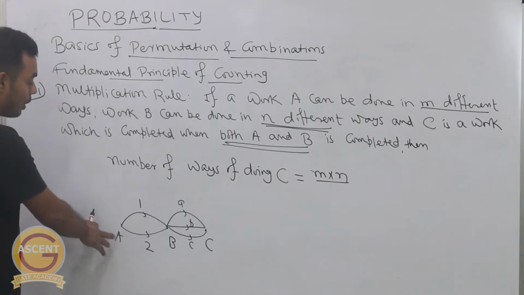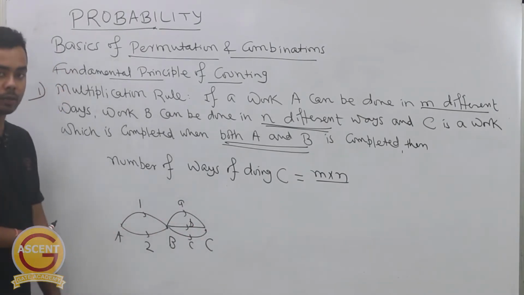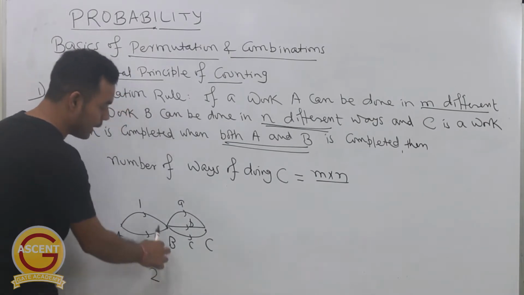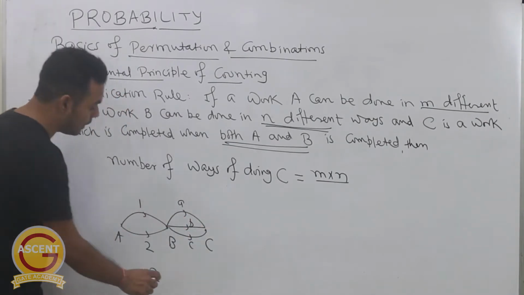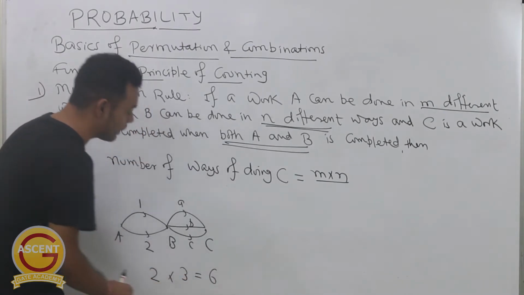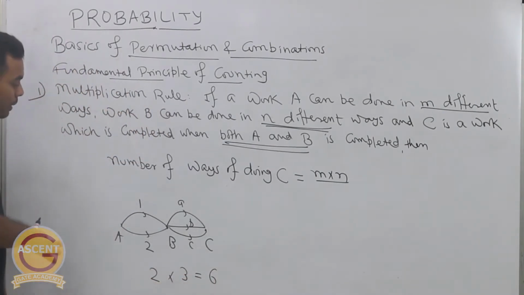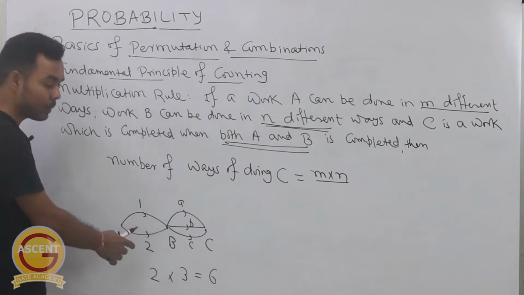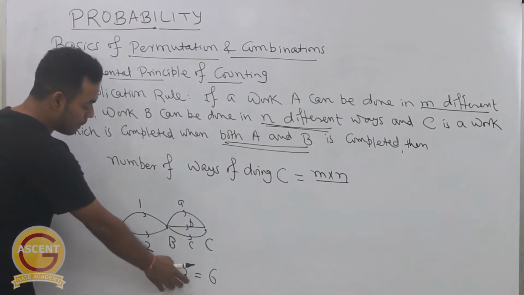Now here if I ask you how many ways are there to go from point A to C, the first part of the job can be done in two different ways. The second part of the job can be done in three different ways. So the number of ways of doing this work will be simply 2 into 3, 6. So this is a very basic example of the multiplication rule: if a work is done in a number of steps, then the number of ways of doing the total work will be the product of the individual number of ways of each step.